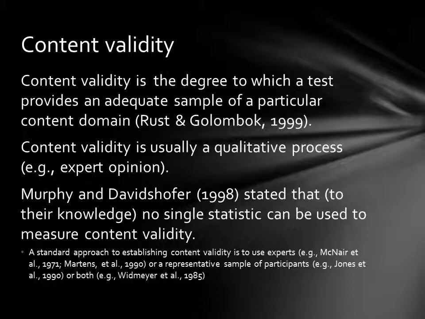So let's look at some of the different types of validity. Content validity. This is the degree to which a test provides an adequate sample of a particular content domain, and it's normally determined through a qualitative process. In other words, you won't find a single statistic that says this has content validity.